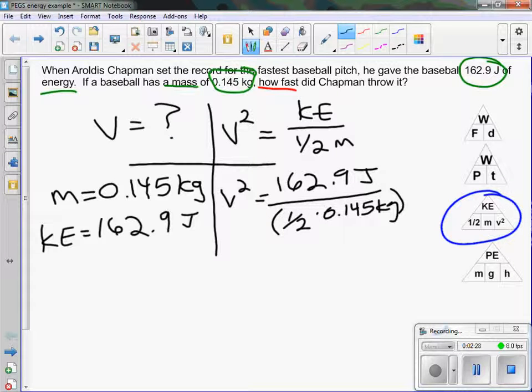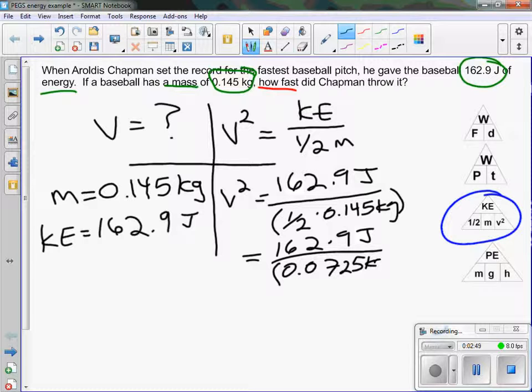You need to be very careful about how you plug that bottom part of the formula into your calculator. One option is to put all of that into parentheses. The other option is to put 1/2 times 0.145 into your calculator and make a note of what that number is. In this case, 0.0725. And then you can do that 162.9 divided by that number, which will get you 2246.9 meters squared per second squared.